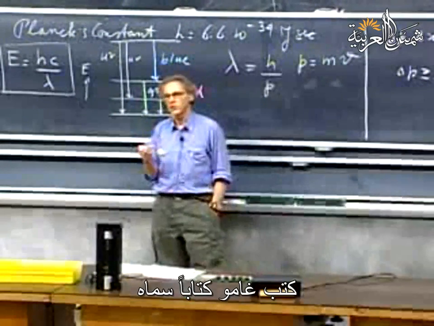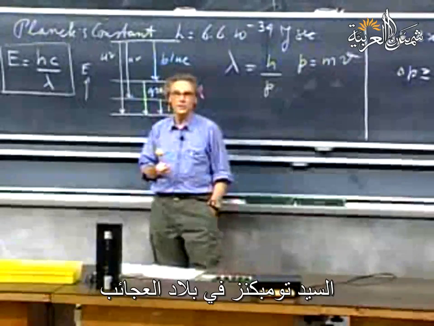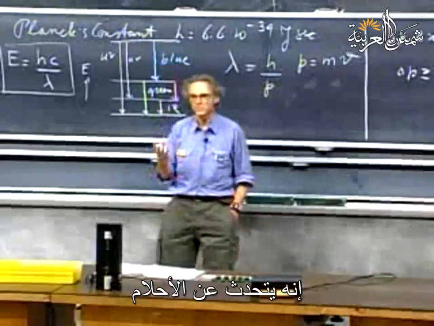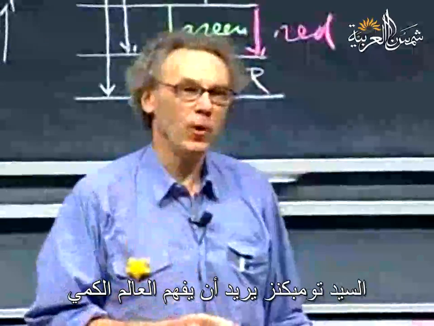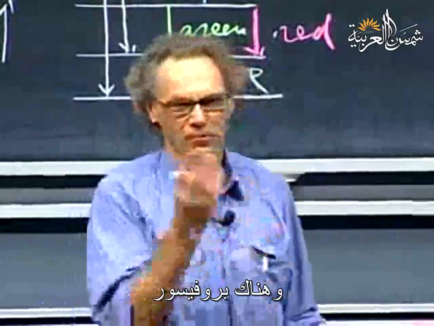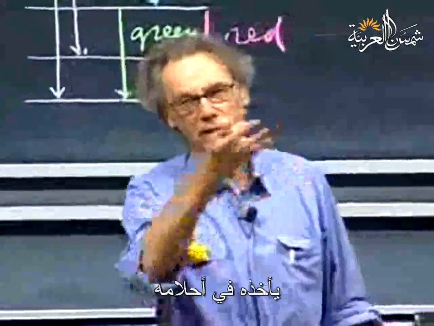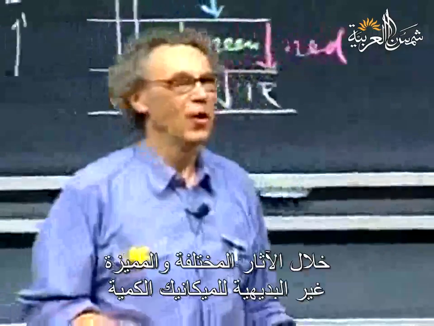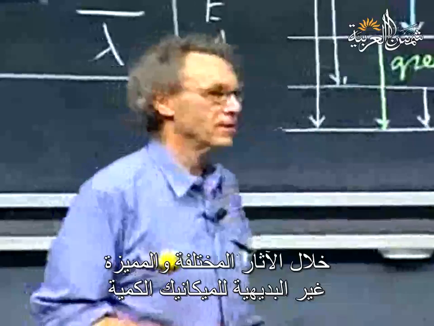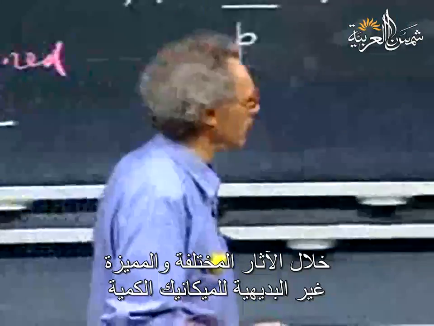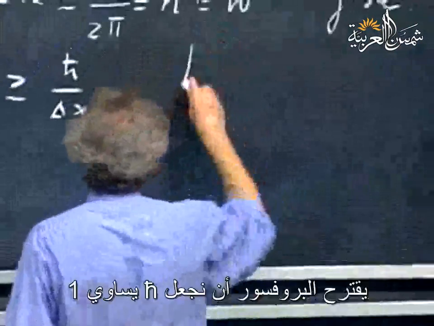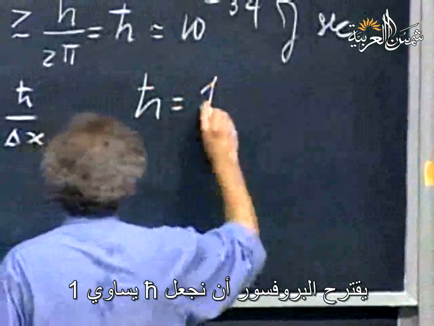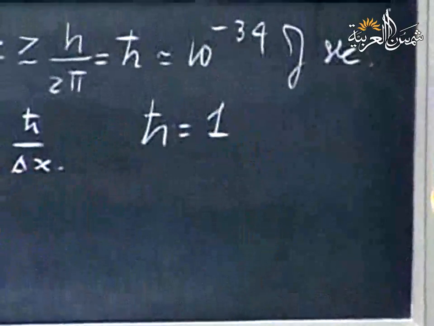Gamow wrote a book which he called Mr. Tompkins in Wonderland. It's about dreams. Mr. Tompkins wants to understand the quantum world. And there is a professor, you will see a picture of the professor, who takes him in his dreams along the various remarkable, non-intuitive effects of quantum mechanics. And in one of these dreams, the professor suggests that we make h bar 1.